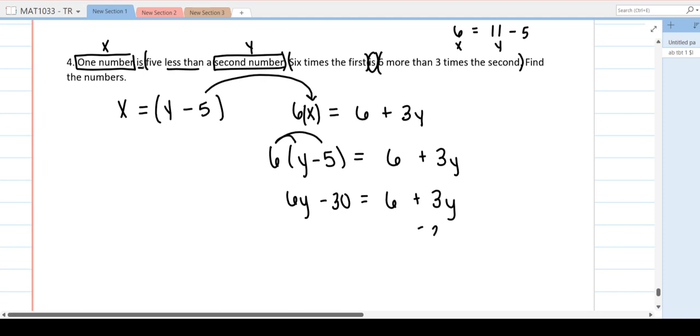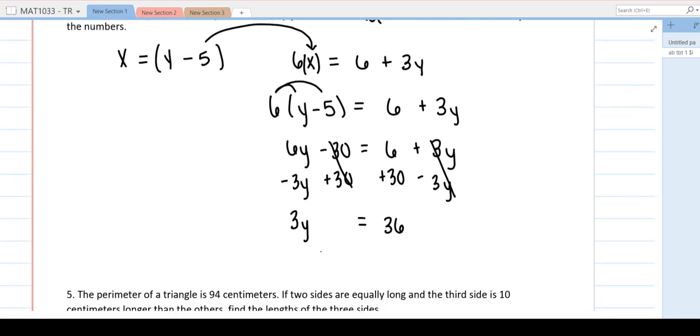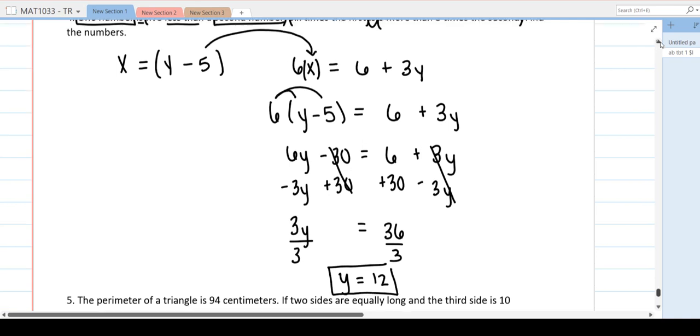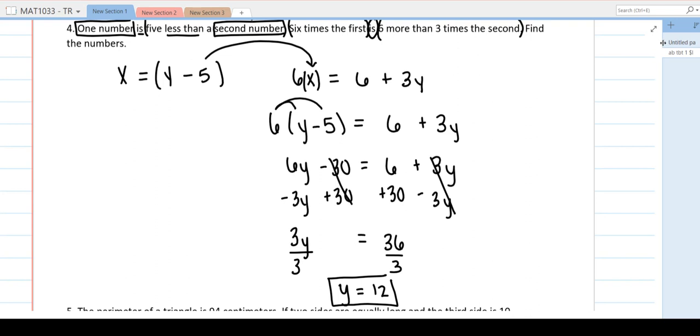So let's get the y's on one side. I'm going to subtract 3y from both sides. And we'll get the numbers on the other side. I'll add the 30. Okay, the y's will cancel over here. The 30's will cancel here. 6y minus 3y will give me 3y. 6 plus 30 will give me 36. So I get y equals 12. So I get my second number is 12, and we know that one number is 5 less than the second number. So 5 less than 12 is what? 7. So x is going to be 7.